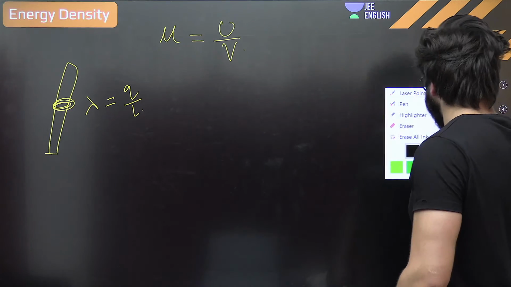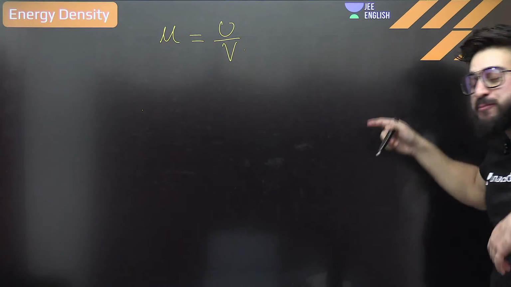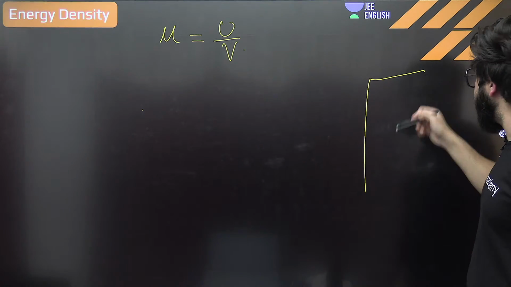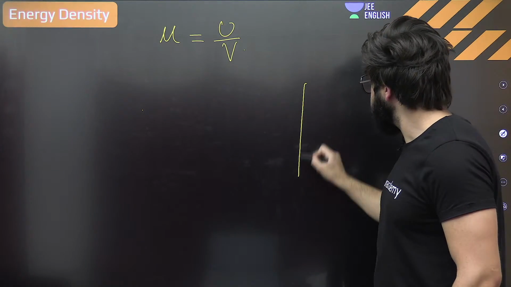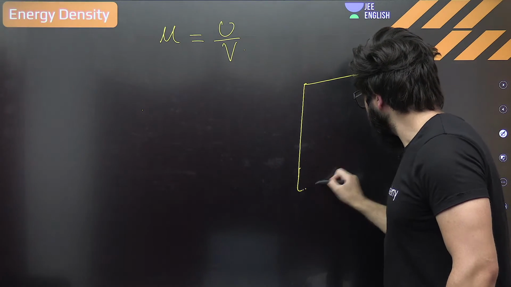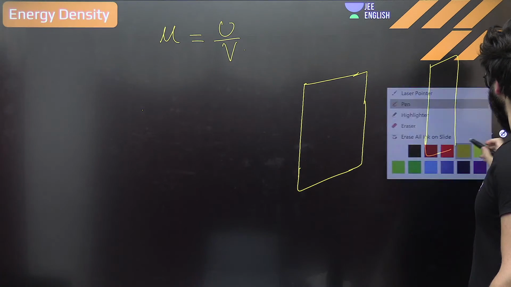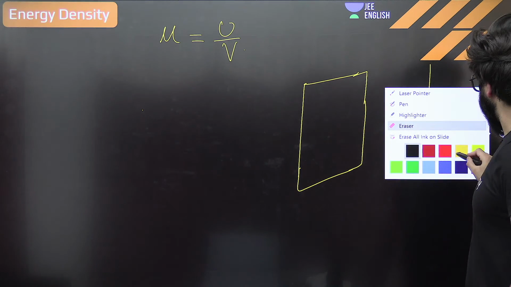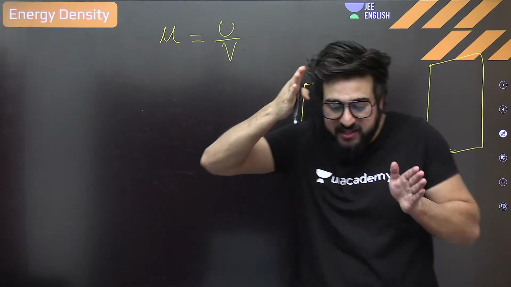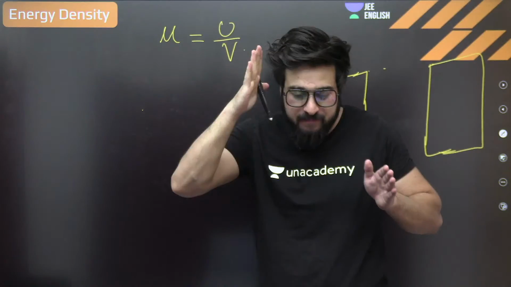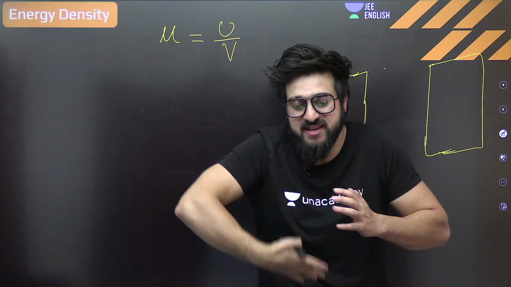One second. Now see, if I talk about these two parallel plate capacitors, I'm just making the parallel plate capacitors over here. These are exactly something like this only. This is plate 1, this is plate 2. Between these two, there is a volume. This is a volume present.